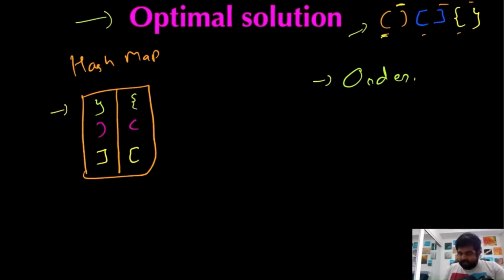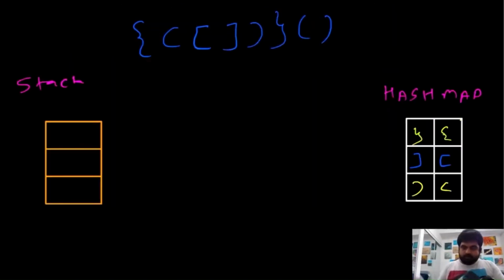So the idea is we are going to use another data structure called a stack, and the stack is going to be very helpful to us. So let's try to understand with an example how we are going to use a stack over here. Suppose we are given an input that looks like this. Okay, I'm going to show you 2 examples on how we are going to solve this problem.